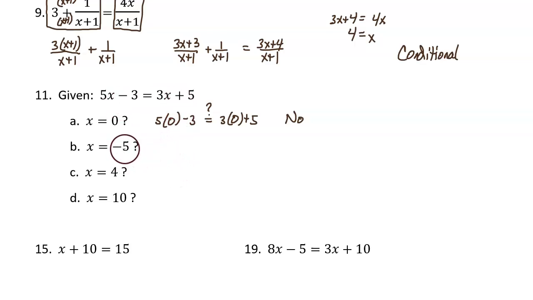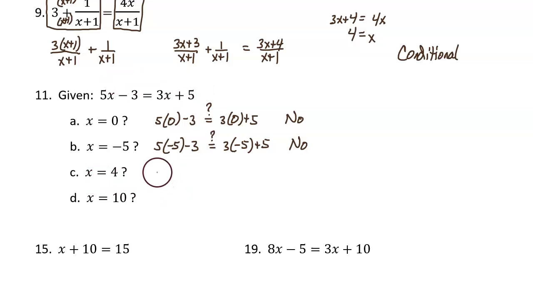Now we're asked to evaluate when x is negative 5. So 5 times negative 5 minus 3 will be the left side, and we're asking if it's equal to 3 times negative 5 plus 5. This makes negative 28. This is not negative 28. The answer is no. x equals negative 5 does not solve this equation.